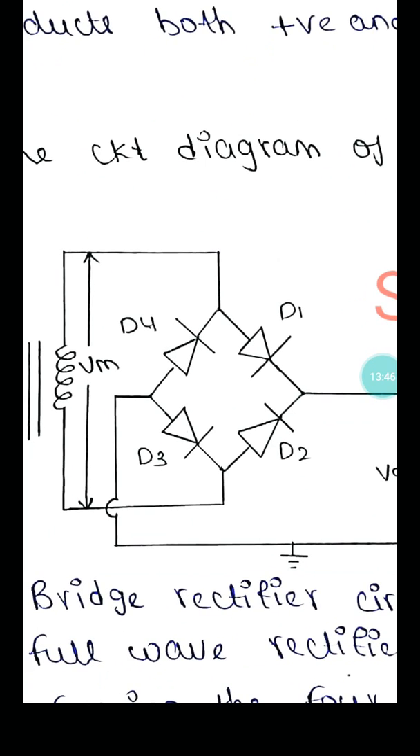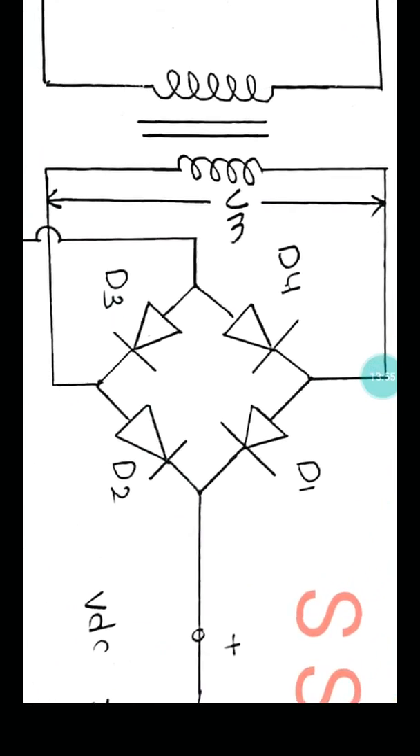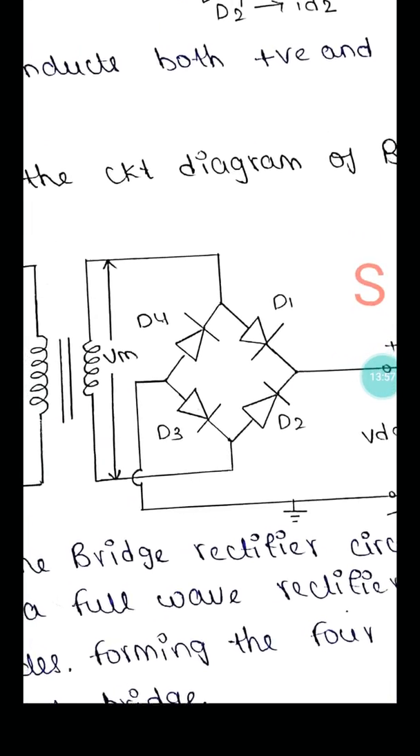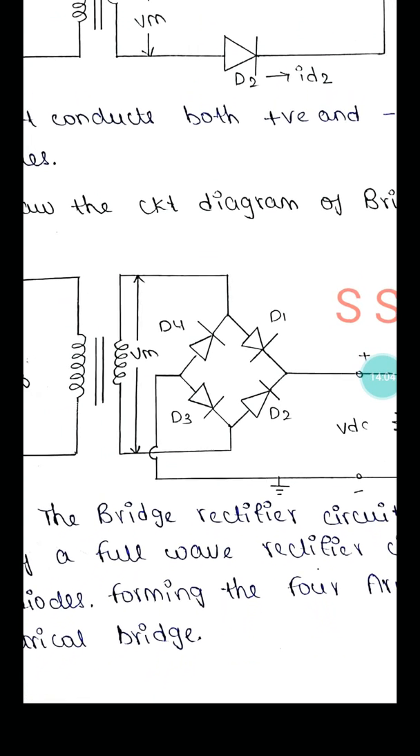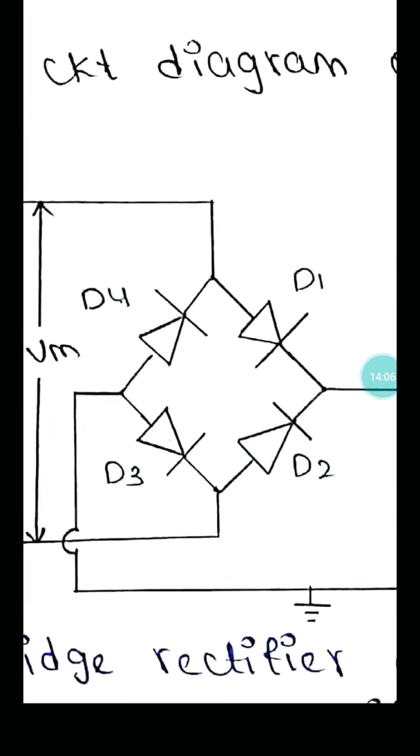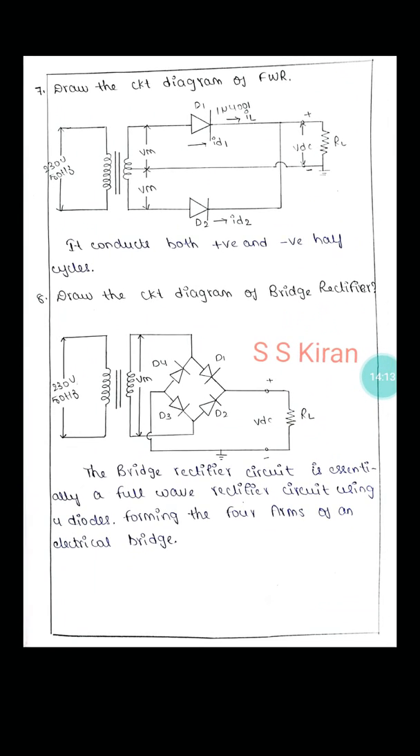All cathodes or all anodes face one side. You can observe that all these cathodes are facing one side. That is called D1, D2, D3, D4. If you practice, you can understand how to draw this bridge rectifier circuit. The bridge rectifier circuit is essentially a full wave rectifier circuit using four diodes.